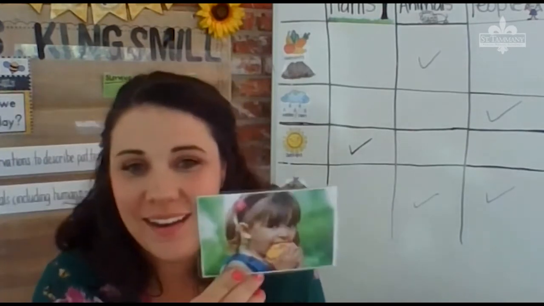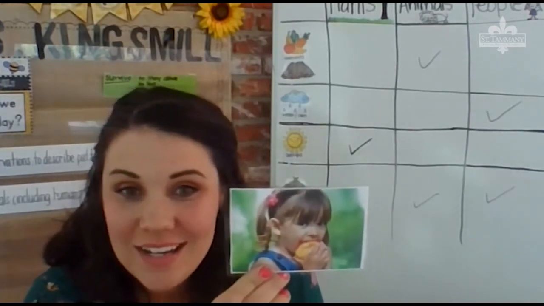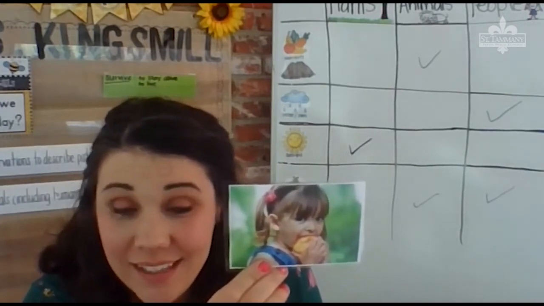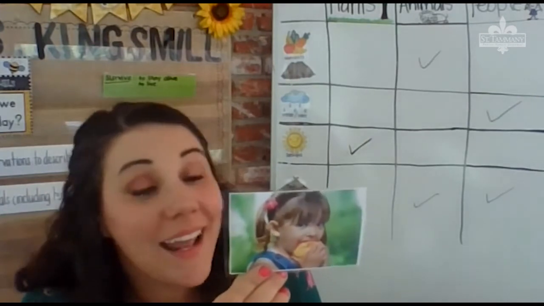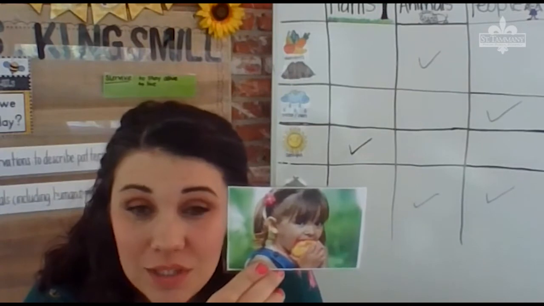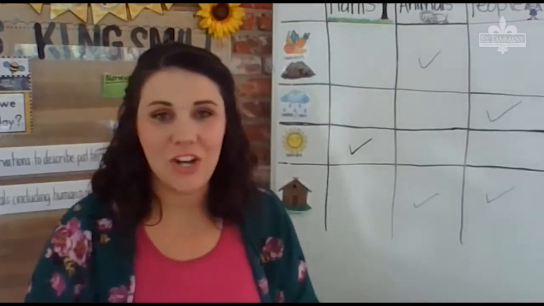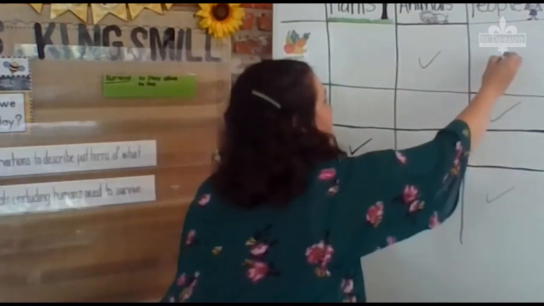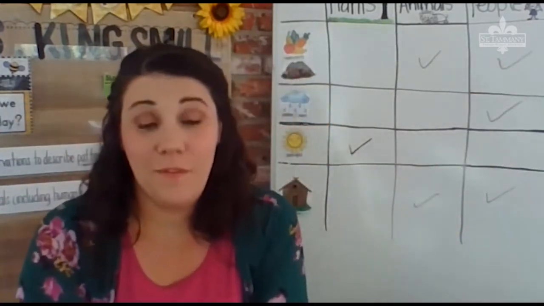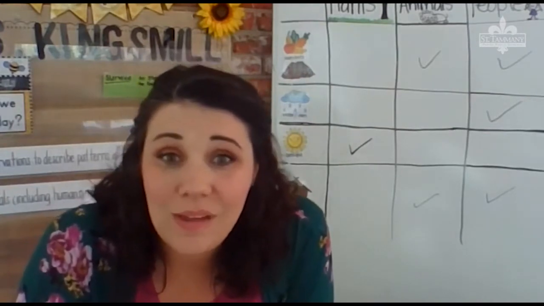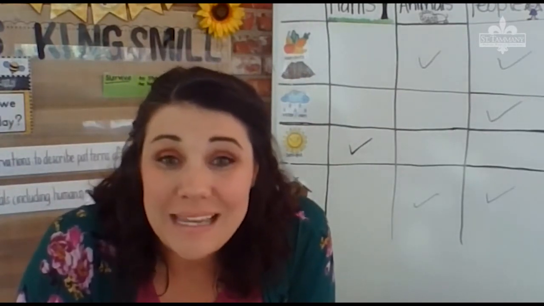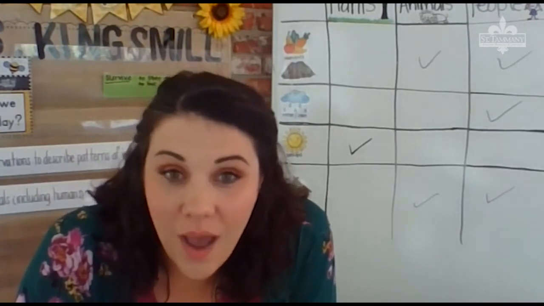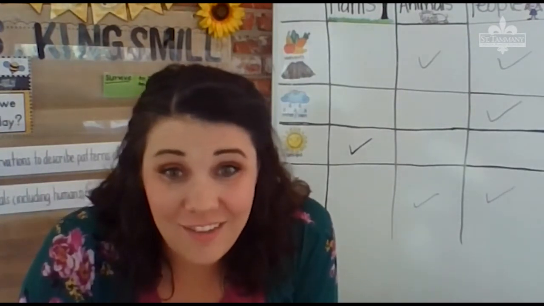What about this one? Do you see the little girl? She's eating an apple. Do you have to eat in order to survive? And are you a person? Then guess what? That means that people need nutrients in order to live. Let's go ahead and mark that on our chart. People need nutrients. People usually get their nutrients from food. Healthy foods like apples, bananas, beans, and things like that help us live and grow. If we didn't have that, we wouldn't be able to live.